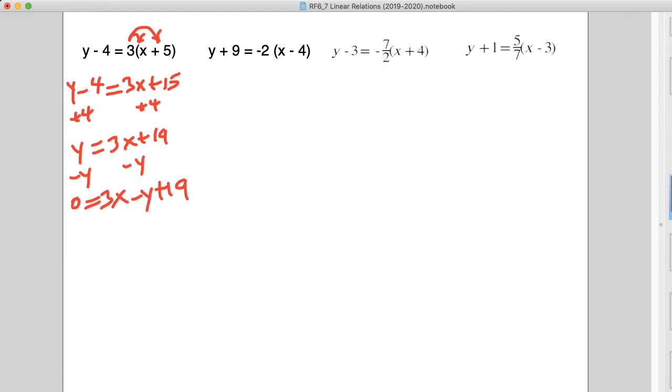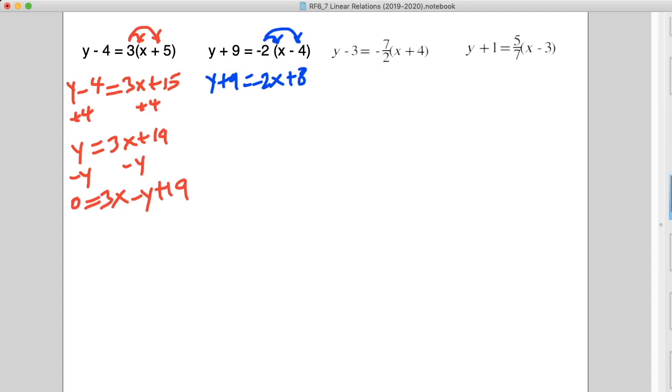Again, I'm going to start with the right side. I'm going to distribute that negative 2, so negative 2 times x, and negative 2 times negative 4. We'll have y plus 9 is equal to negative 2x plus 8. Remember, a negative times a negative is equal to a positive number.